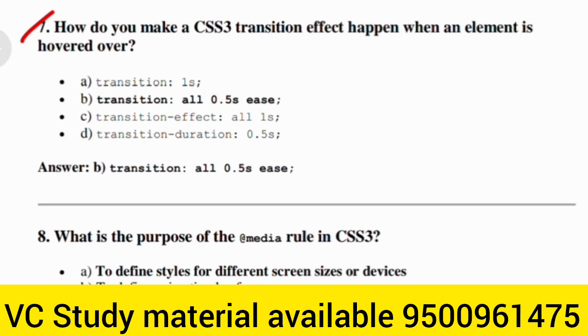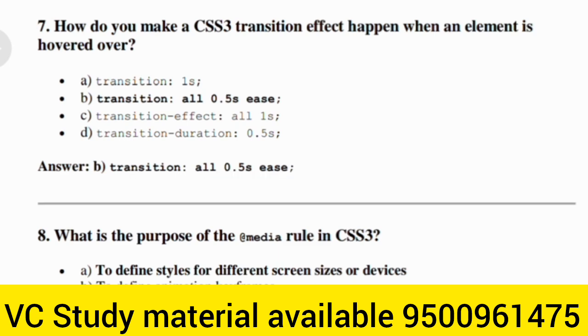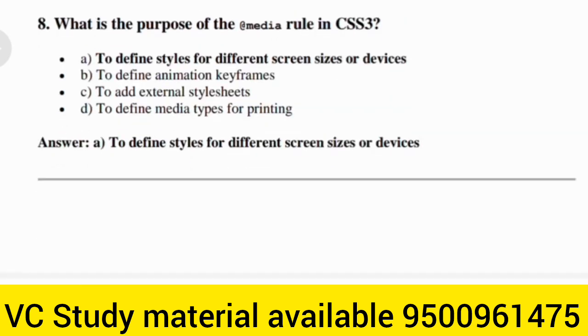How do you make a CSS3 transition effect happen when an element is hovered over? Transition all 0.5s. What is the purpose of the @media rule in CSS3? To define styles for different screen sizes or devices.